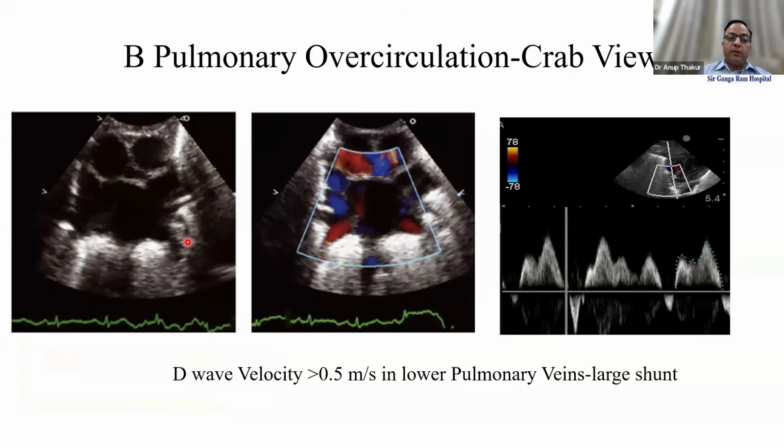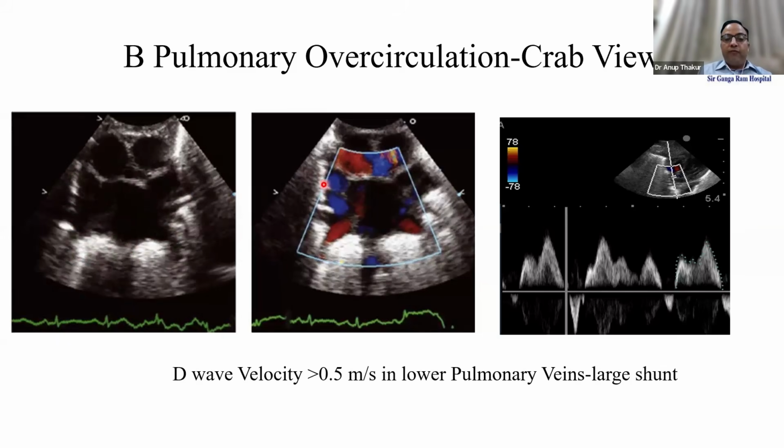Then for the pulmonary circulation, you can also look at the velocities at the level of pulmonary veins. So you put color at the pulmonary vein. This is called a crab view, where your probe is placed transversely somewhere up below the clavicle, and you tilt it below with the posterior tilt, and you will be able to see the left atrium and the pulmonary veins entering into the left atrium. This is called the crab view.